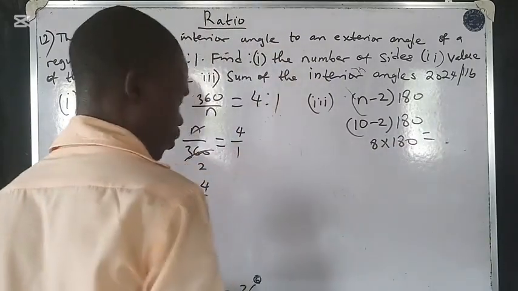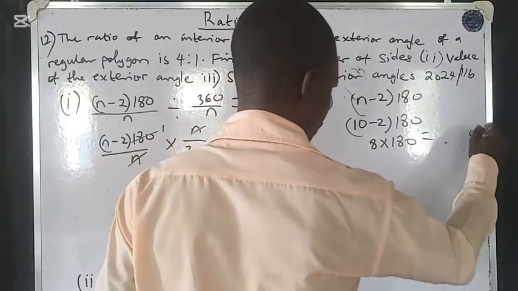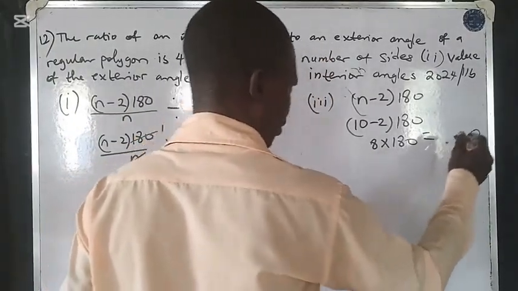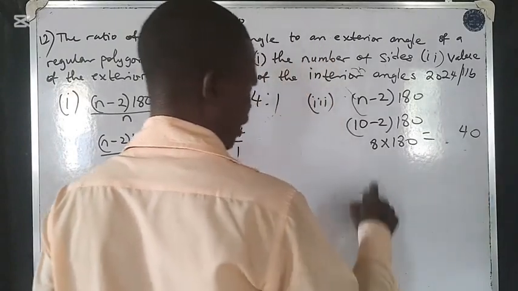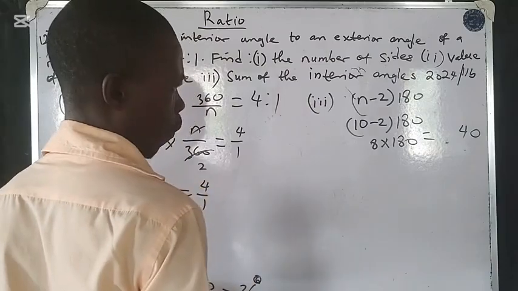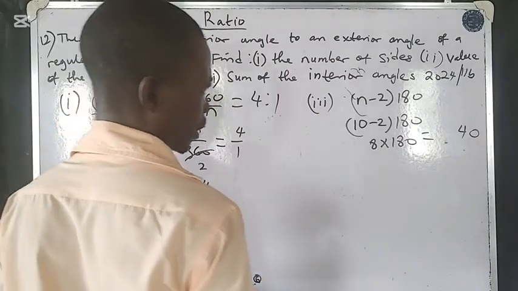8 times 0 first, we write 0. 8 times 8 will give us 64. We write 4, we carry 6. 8 times 1 is 8, plus 6.